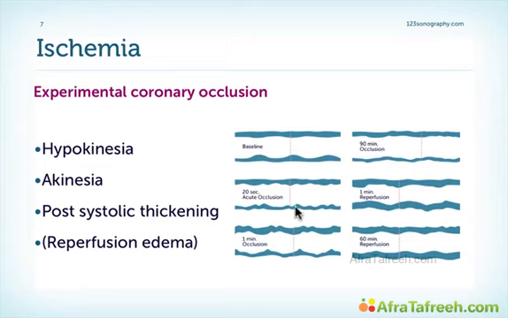The occluded artery was the right coronary artery, and what you see very early on is that we have hypokinesis of the inferior wall, but not only that, we also have delayed contraction after aortic valve closure. This is also called post-systolic thickening. With further duration of occlusion, we have more and more hypokinesia until the segment is finally akinetic. If we reperfuse the segment, we see a thickening of the wall, which is caused by reperfusion edema.